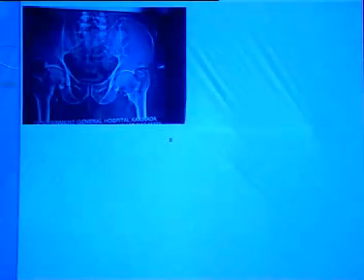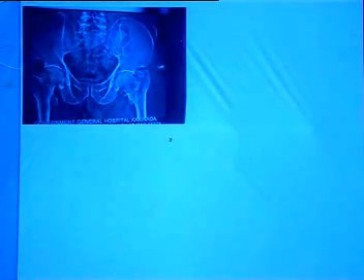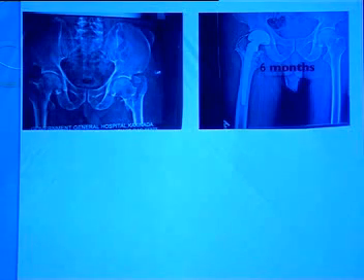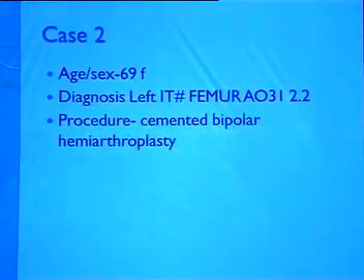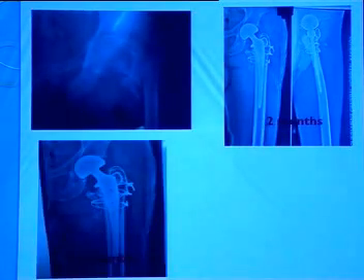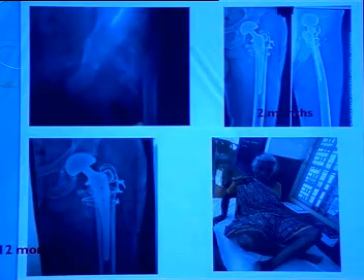Now, a 70-year-old male with an intertrochanteric fracture, pre-op X-ray showing the left side, and the 6 months follow-up. So at 18 months. And the second case is a 69-year-old female with a left intertrochanteric fracture of the femur. This is the pre-op X-ray, at 2 months follow-up. Reconstruction of the greater trochanter and calcar is replaced with cement here. And at 12 months follow-up, it's the final follow-up.